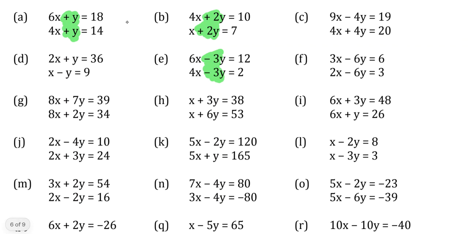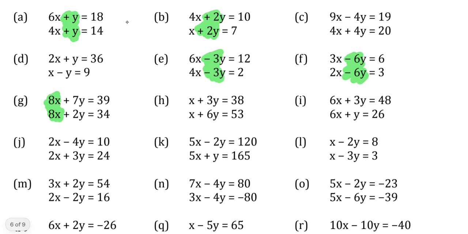What about F? Stay the same. What about G? The same. Because? Positive. No, not because it's positive. Good, that's the thing. It's because the 8x's. So this one would be a slight change because these ones we've eliminated the y value. But this one we're going to eliminate the x value first.